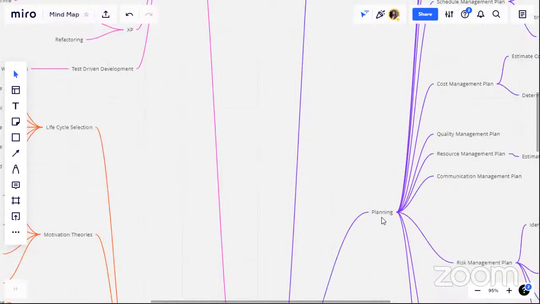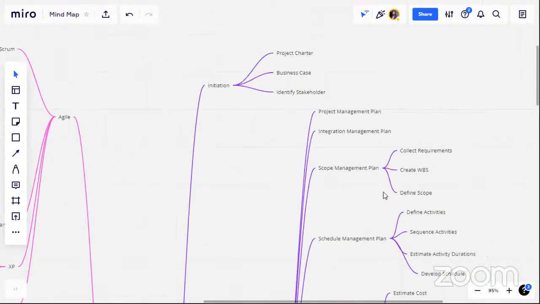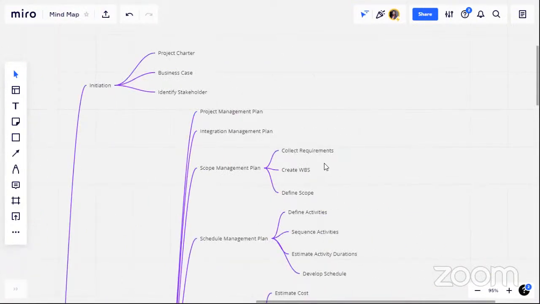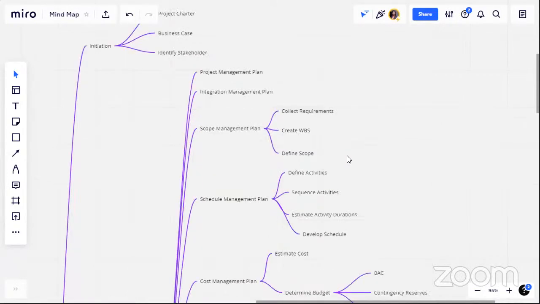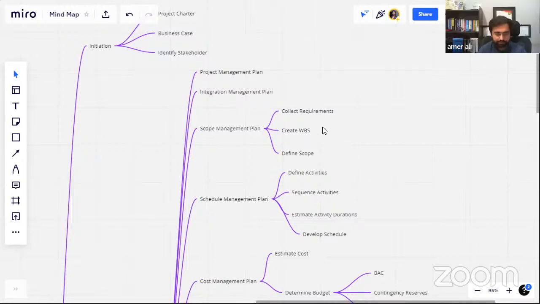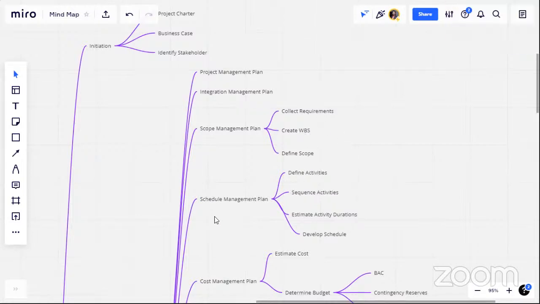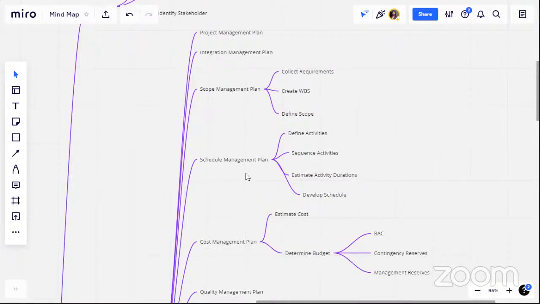Then we talk about the planning. In planning, we plan for the overall project. And then we construct the integration management plan. Then scope management plan. In scope management plan, we collect requirements, we create WBS, we define scope. And then here we also create the WBS dictionary. In schedule management plan, we define activities, what these activities are all about.